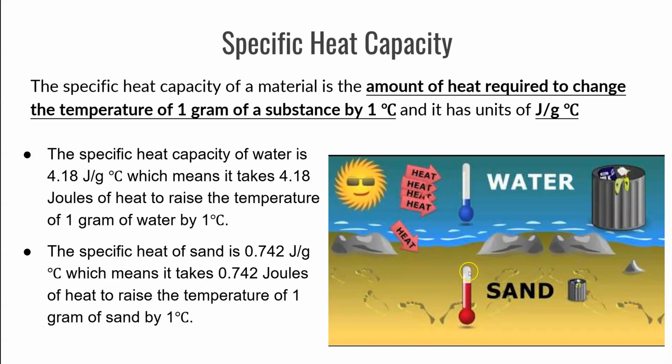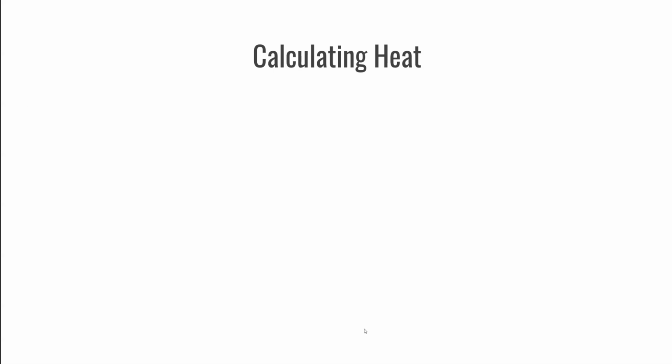And it has to do with its bonds and the way the chemical structure. But generally, a lower heat capacity means it's easier to heat up. So the question is, which one heats up faster? And the answer here would be sand because it has a lower heat capacity. So let's talk about calculation.